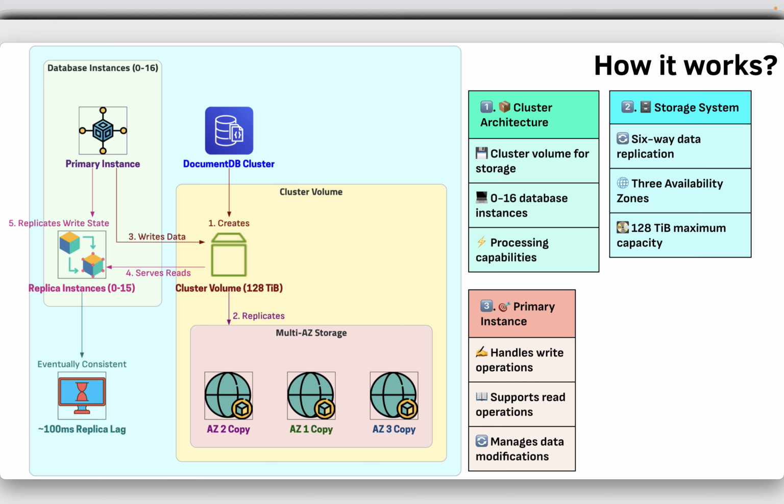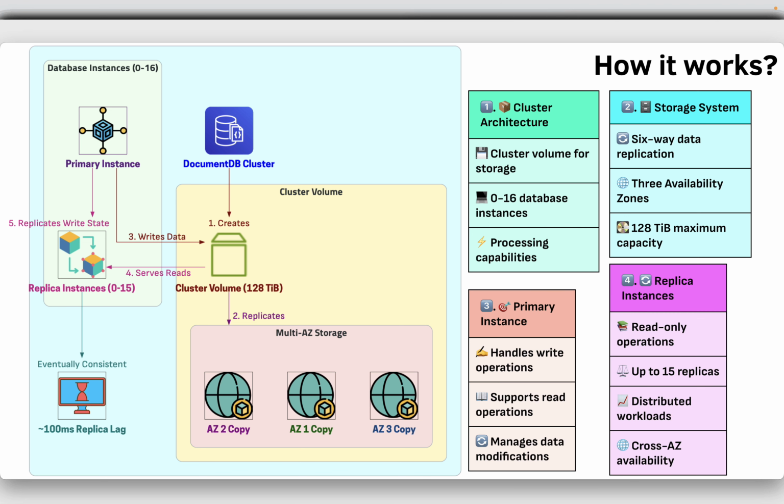Each cluster has exactly one primary instance that handles both read and write operations and manages all data modifications to the cluster volume. Clusters can have up to 15 replica instances that support only read operations, enabling distributed read workloads and increased availability across availability zones.